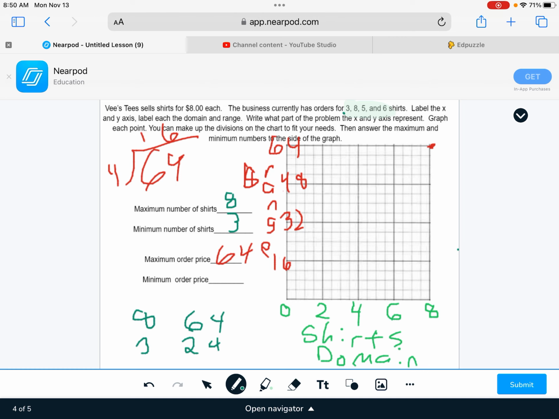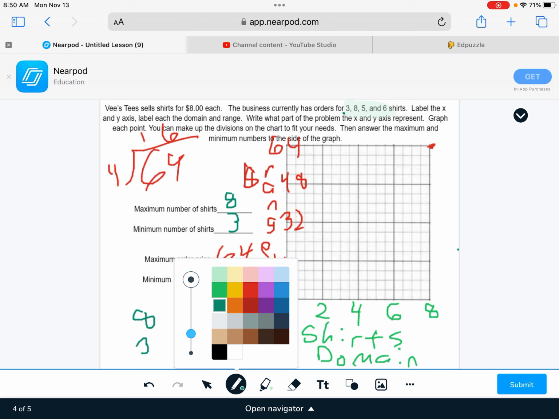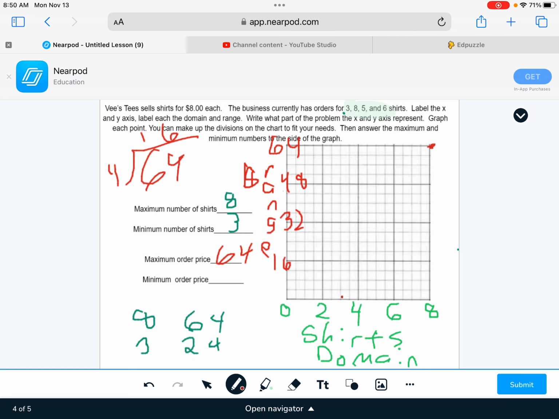Now, I'm gonna go in between 2 and 4, and I'm going to go about here. I'm gonna go up to where it has a $24, and that's between 16 and 32. I'm gonna put a dot here. That's gonna be that order. And the minimum order for that is my 24 that I just got.